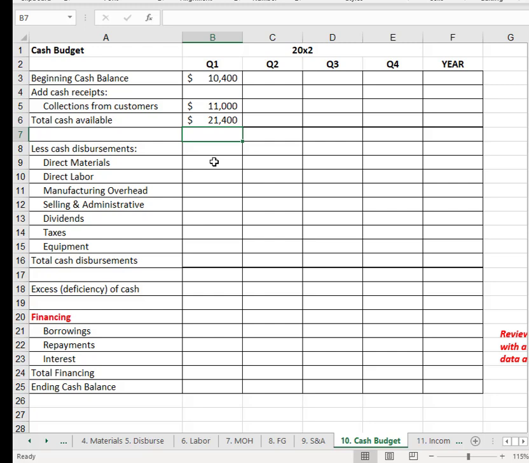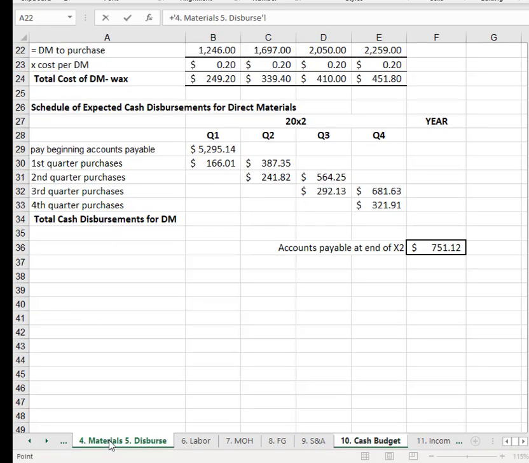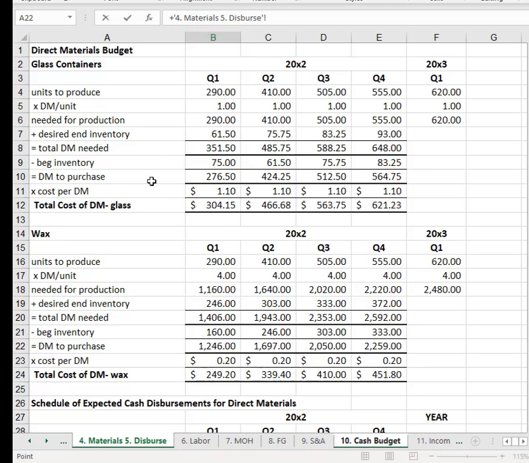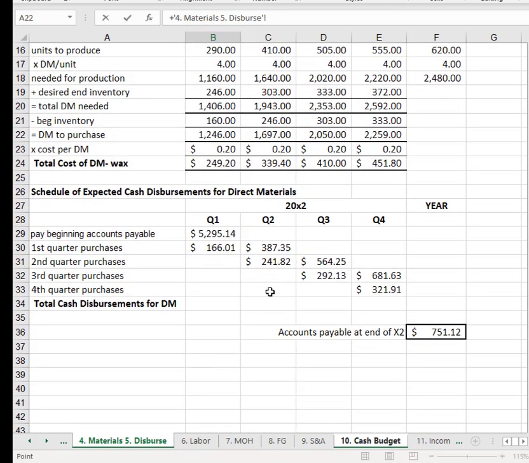What are the payments? Remember, one of the big ideas in 204 and Principles of Accounting 1 was that sales and collections are not always the same, and expenses or payments are not always the same. So payments for materials, we mapped that out when we did the materials budget. Here was what we bought for containers and wax, and down here we scheduled out the payments.